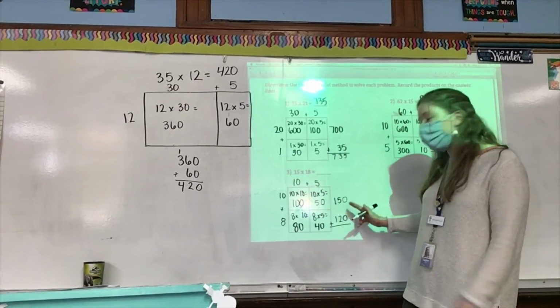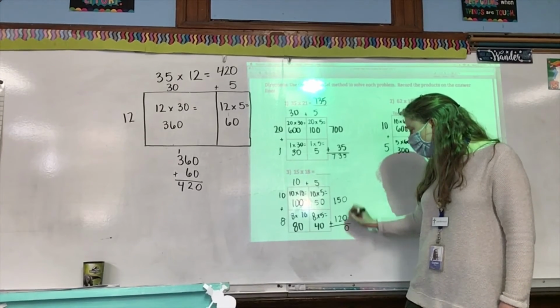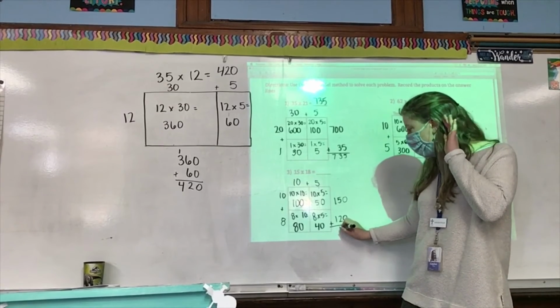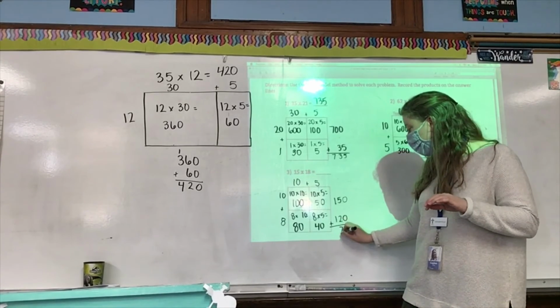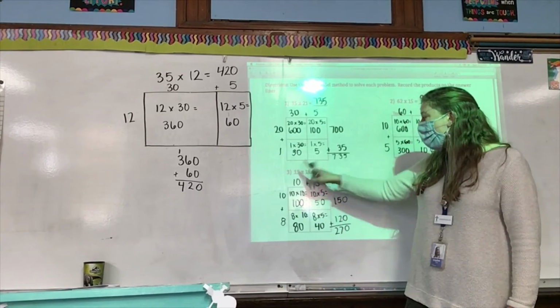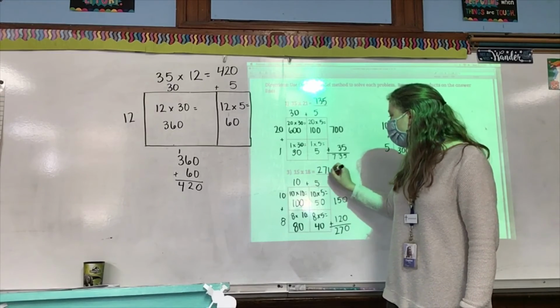Add them. So let's add. Let's start with the ones place. 0 plus 0 is 0, 5 plus 2 is, not 8, 7. Add the hundreds. 1 plus 1 is 2. So class, 15 times 18 is? 270.